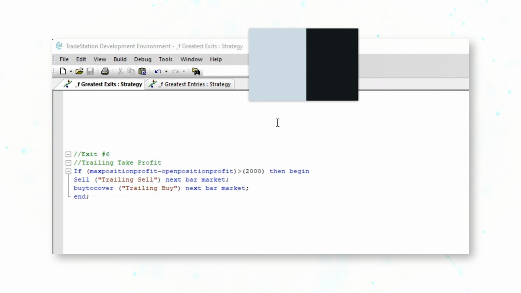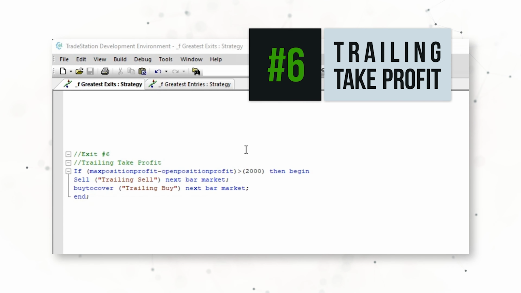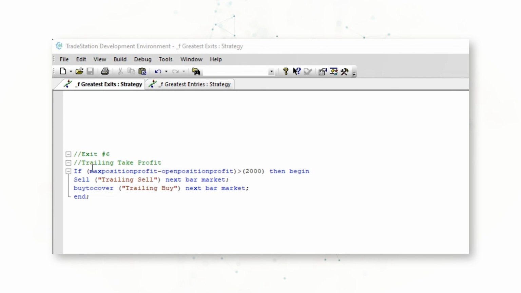Our next exit is a simple trailing take profit exit. This is a great exit. What this code is doing is it's saying if the max position profit, so the most money that we've ever made on a position, minus the open position profit, so the current profit that we have at this minute, is greater than $2,000. So if you've made $10,000 at some point and all of a sudden you're down to only $7,500, that's greater than $2,000. This system will begin to exit. It will sell next bar at market, or it will buy to cover next bar at market.